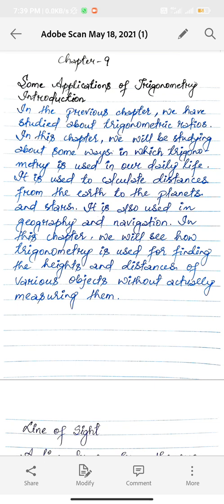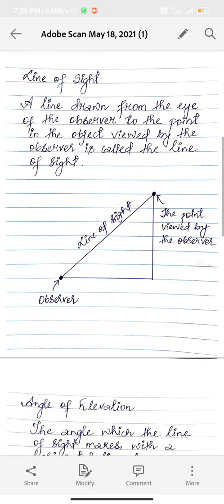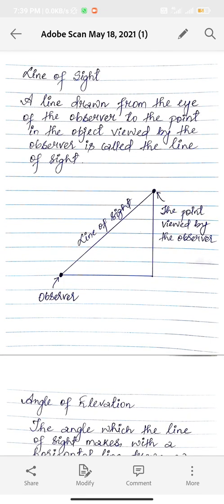It is used to calculate distances from the earth to the planets and stars. It is also used in geography as well as in navigation. In this chapter we will see how trigonometry is used for finding the heights and distances of various objects without actually measuring them. Before going to the main exercise, there are a few points that you have to keep in mind. The first one is line of sight.